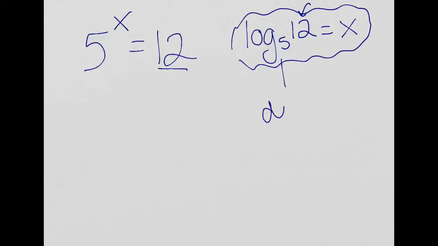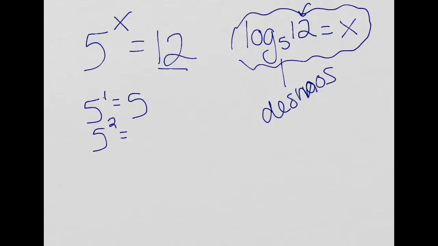Although, could you type that in on Desmos? You could. So we go to Desmos, that would work. We can guess. We know 5 to the first power is 5, and 5 squared is 25. So it's somewhere between 1 and 2. I think it's closer. 12 is definitely closer to 5, probably.